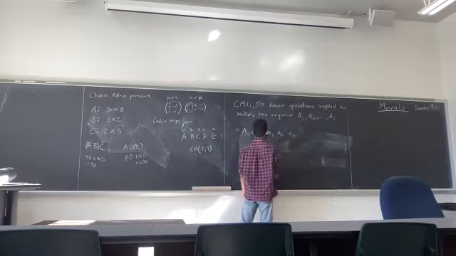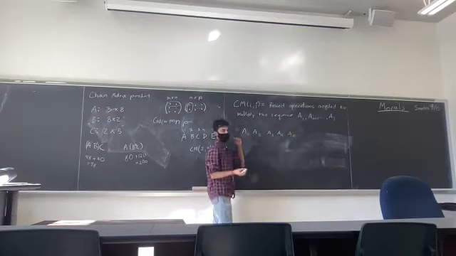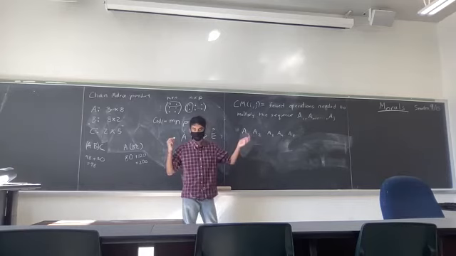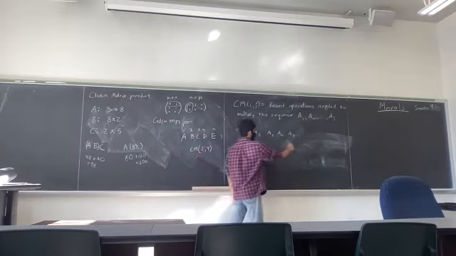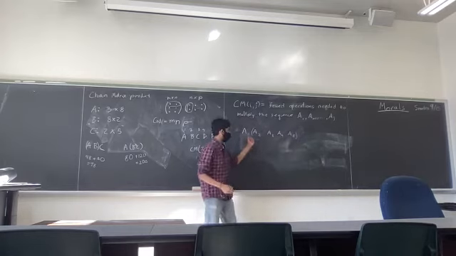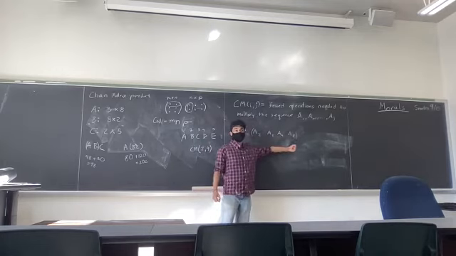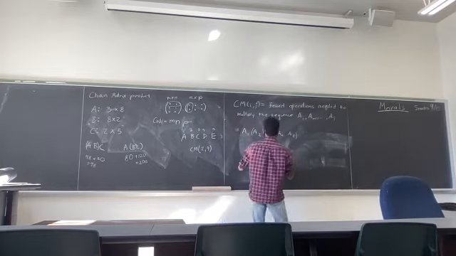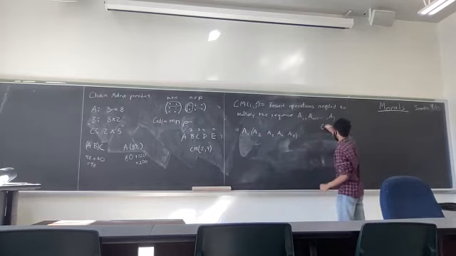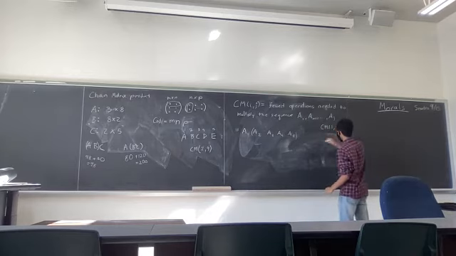So let's consider A of 1, 5, or CM of 1, 5. We're going to figure out how to parenthesize this, for example. What can we do? We can first parenthesize it like this, and then figure out how to best optimize this subsequence. That's one option. So CM of 1, 5.